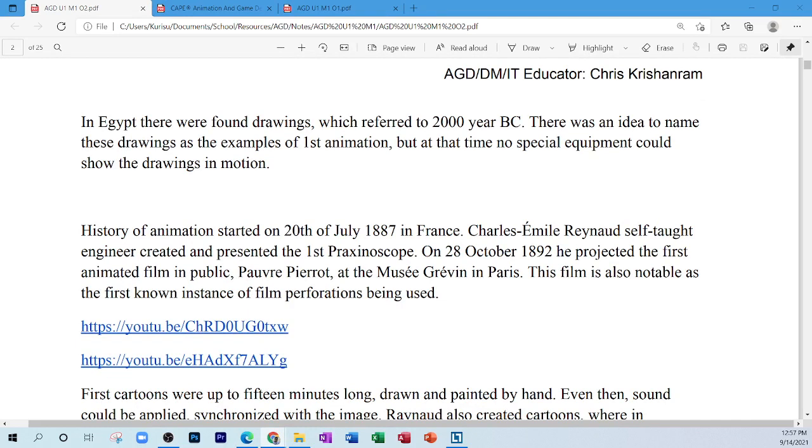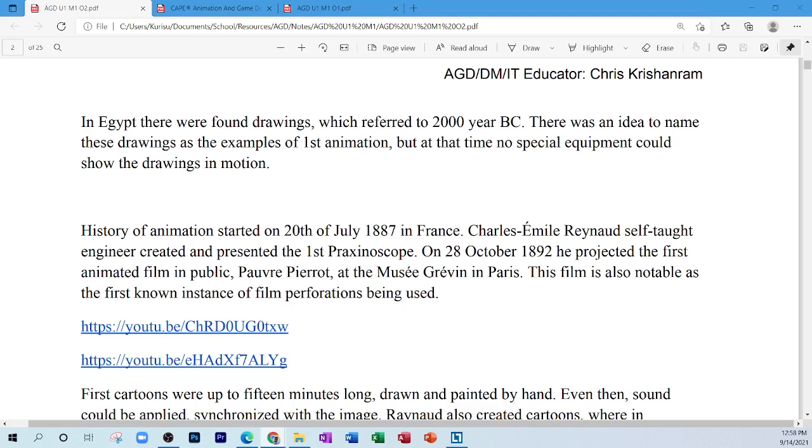In Egypt, there were found drawings which referred to 2000 year BC. There was an idea to name these drawings as the examples of first animation, but at that time, no special equipment could show the drawings in motion. The history of animation started on the 20th of July 1887 in France.